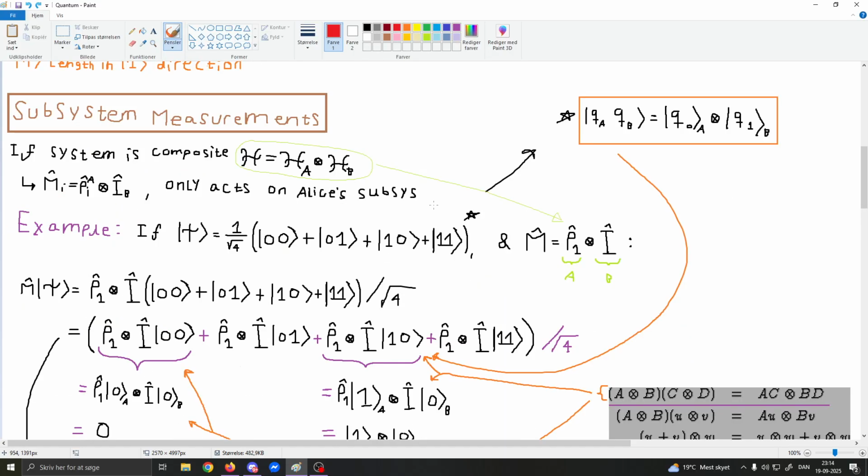Next up, let's look at subsystem measurements. What we've described so far is just single systems. But we can actually have multiple systems and describe them as one whole quantum state. And we can do that by combining Hilbert spaces. So say that we have two systems that we want to describe in one quantum state. Now, each system is described by its own Hilbert space.